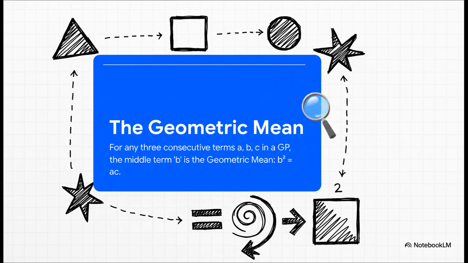And here's a really special one, the geometric mean. It sounds complicated, but it's not. If you have any 3 consecutive terms in a GP, let's call them A, B, and C, that middle term, B, has a really cool relationship with the other two. B squared will always equal A times C. This is a super important concept for problems that involve any 3 terms that are equally spaced out.